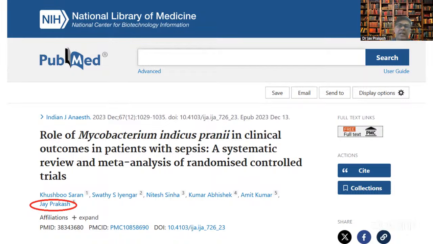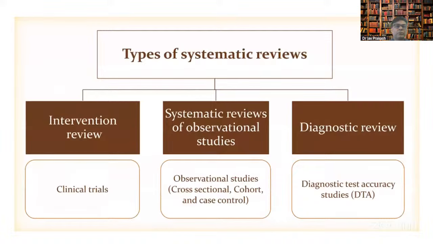Second, if you have any confusion or conflict, first you have to frame the research question. How will you frame the research question? One by one I will show you. Now, which type of systematic review are we doing? Suppose you are including randomized controlled trials, that means interventional trials. This is called an intervention review.